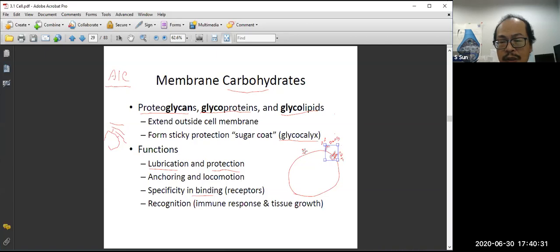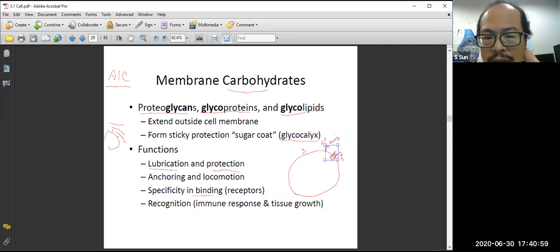For example, earlier we mentioned the virus. COVID-19 can recognize the receptor ACE2 in our cells. That receptor is a protein, and it can be decorated by glucose, glycoprotein.